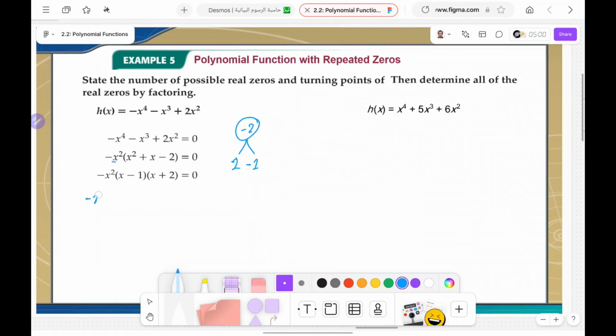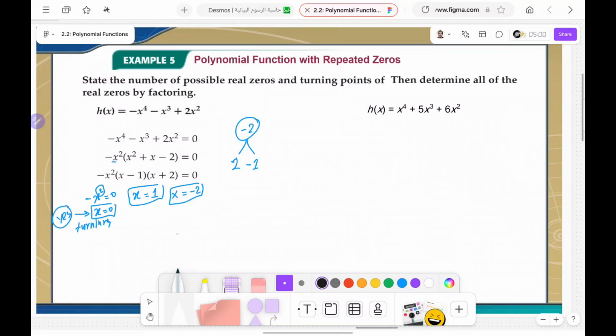So the first point, negative x squared is equal to 0, so that means x is equal to 0. Then I have x is equal to 1 and x is equal to -2. Now if I ask you, is this point multiplicity? Yes, this one here is multiplicity. So this point should be a turning point. Why? Because x to the power of 2, which is even, equals 0.